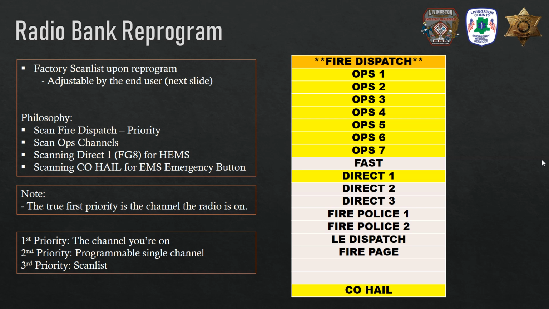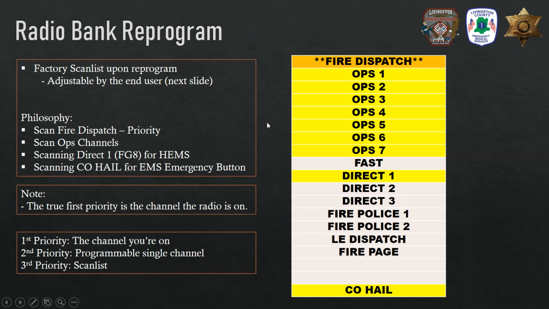One more thing about the County Hail. The reason why the EMS channels go to the County Hail is because that's a common frequency with law enforcement. That way, if they're on a call by themselves, they hit the emergency button, they can talk directly to the law enforcement agencies that might be responding.